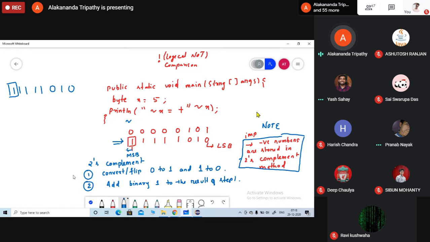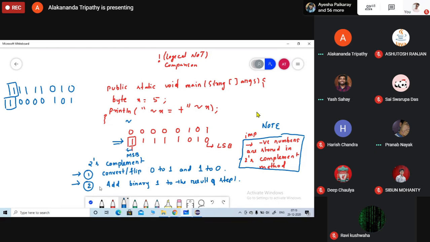Now perform step 1 of the two's complement method. Convert or flip 0 to 1 and 1 to 0. So here 1, this will be 0, 1, 0, 0, 0, 0. Don't change the sign bit now. Keep it as it is. Okay, now next step, what are you going to do?